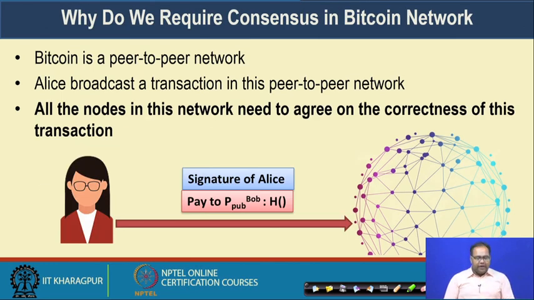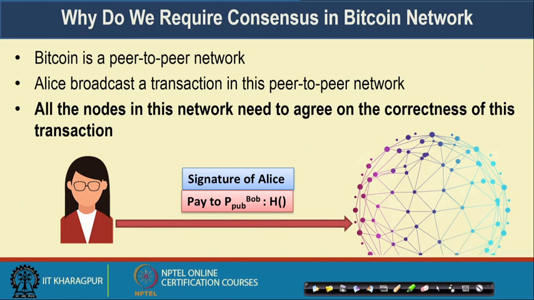So, let us look into how we ensure consensus, and even before that, let us look into why we require consensus in a Bitcoin network, where we utilize blockchain as the backbone. As you have seen, Bitcoin is a peer-to-peer network. Let us take an example where Alice broadcasts her transaction. Say Alice made a transaction to Bob, and she broadcasts this transaction in this peer-to-peer network.